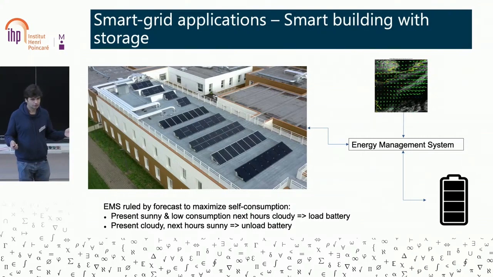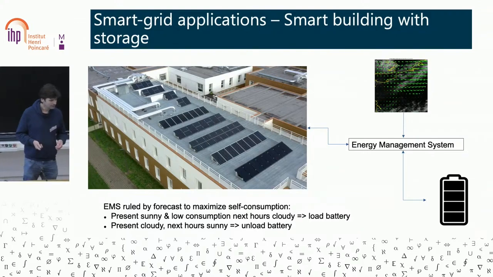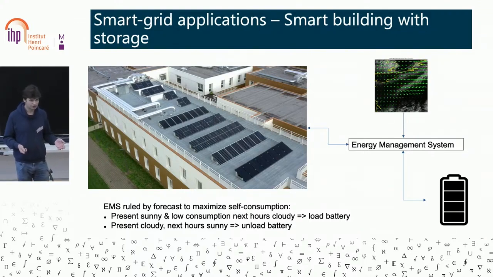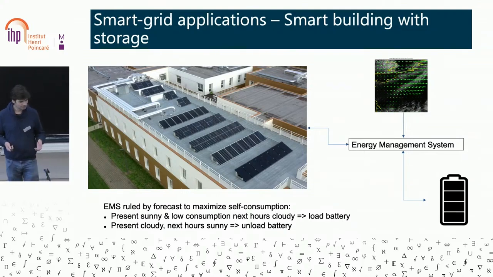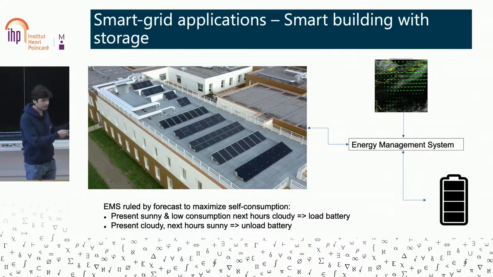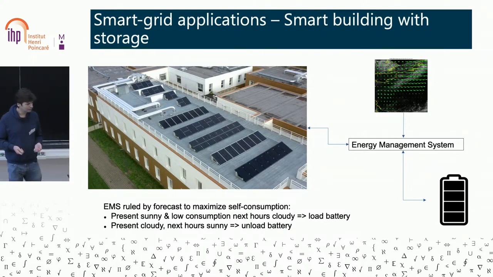And so if there is no forecast, the rules are very easy. If it is sunny, we use the PV panel. If it is sunny but nobody is consuming electricity, we load the battery. And when it is cloudy, when there is not enough electricity from PV, we use the battery and we buy electricity from the network.